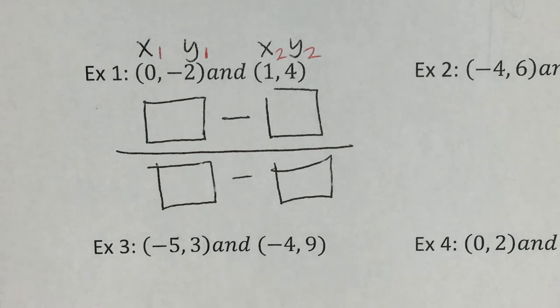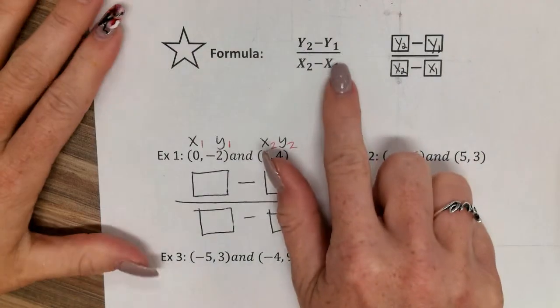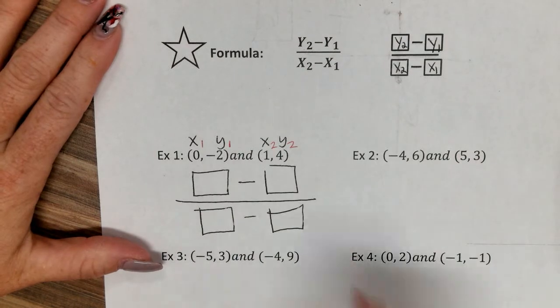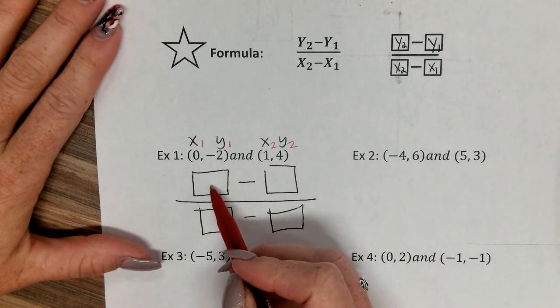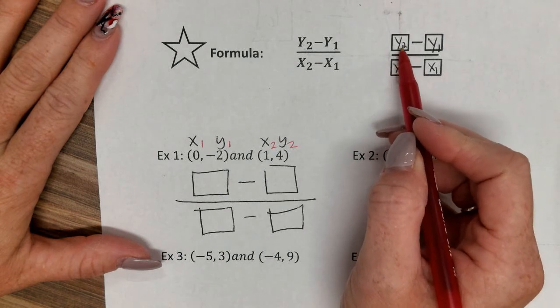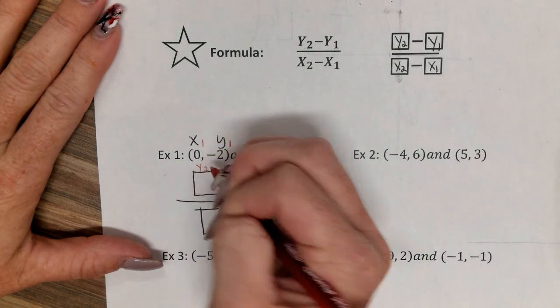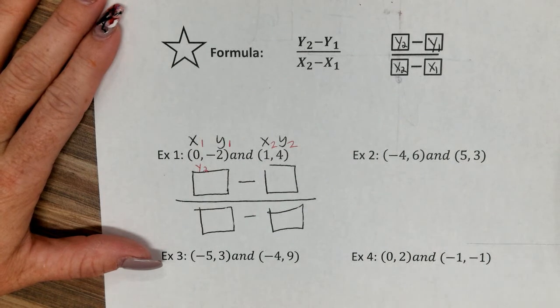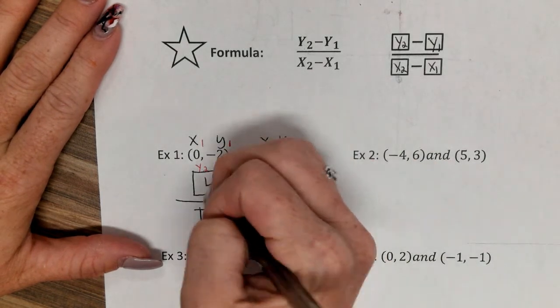Now, look at the formula at the top, right here. What are we going to put in this top left box? Y2. So I'm going to put y2 right there. What did I label y2? 4. So I put a 4.